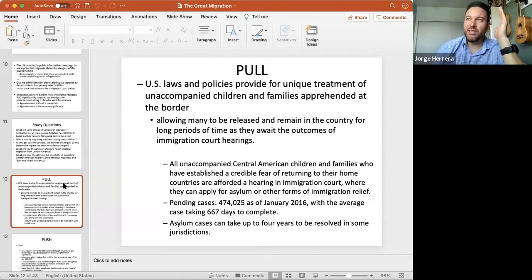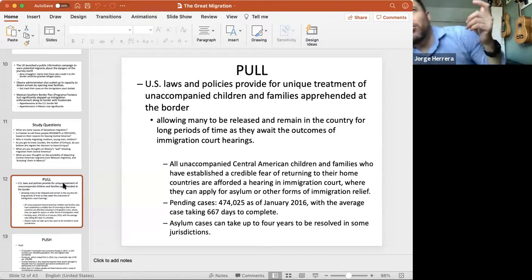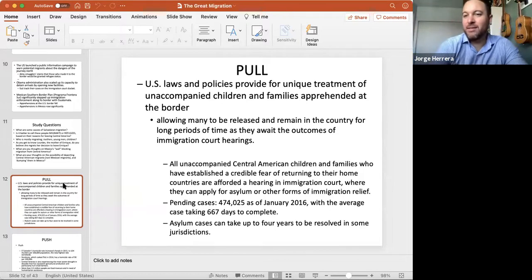There are 474,000 pending cases as of January 2016, with the average case taking almost 700 days. Asylum can take up to 4 years to be resolved in some jurisdictions. And even if the wait is over after 700 days, there's a very, very high chance that you will not get granted asylum. So your only option is to hop the border and see if you can make it for yourself illegally. So all those people that say, well, do it right like my grandfather did: read a book, educate yourself.